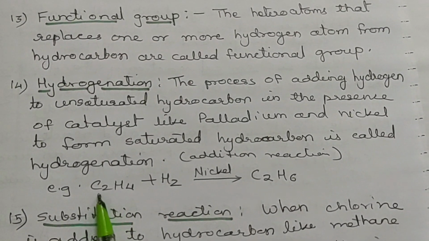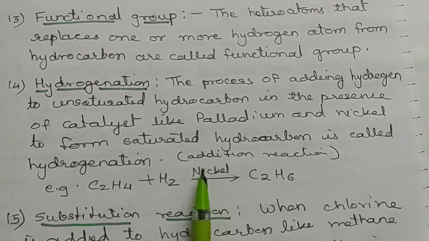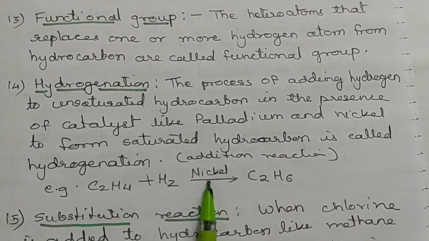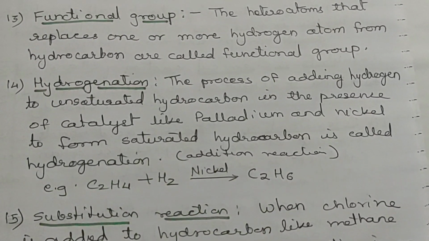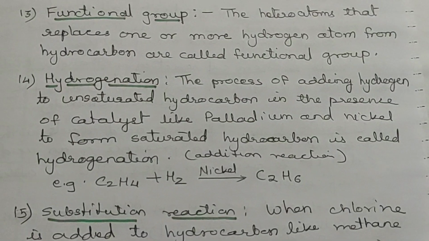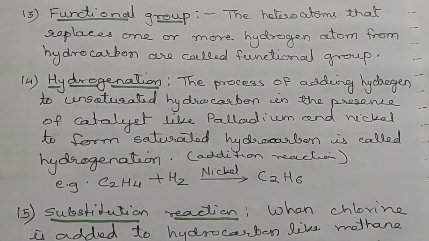Example of hydrogenation is C2H4 plus H2 in the presence of nickel, that is, here we use nickel as a catalyst, to form C2H6. Here the hydrogen is added.